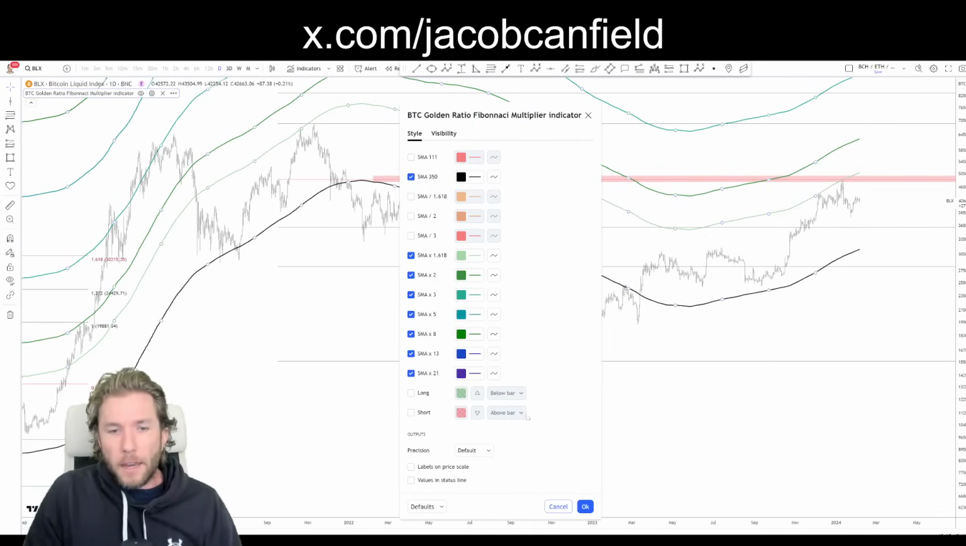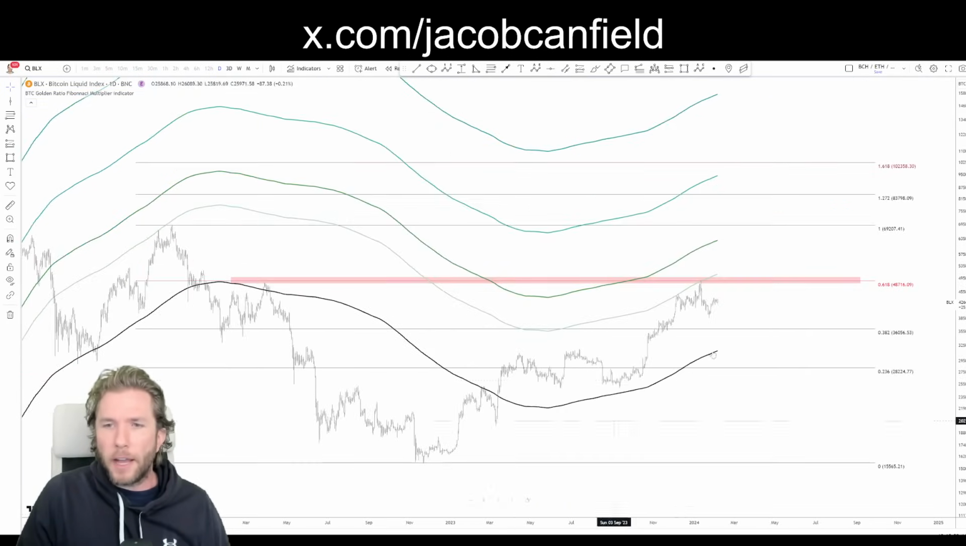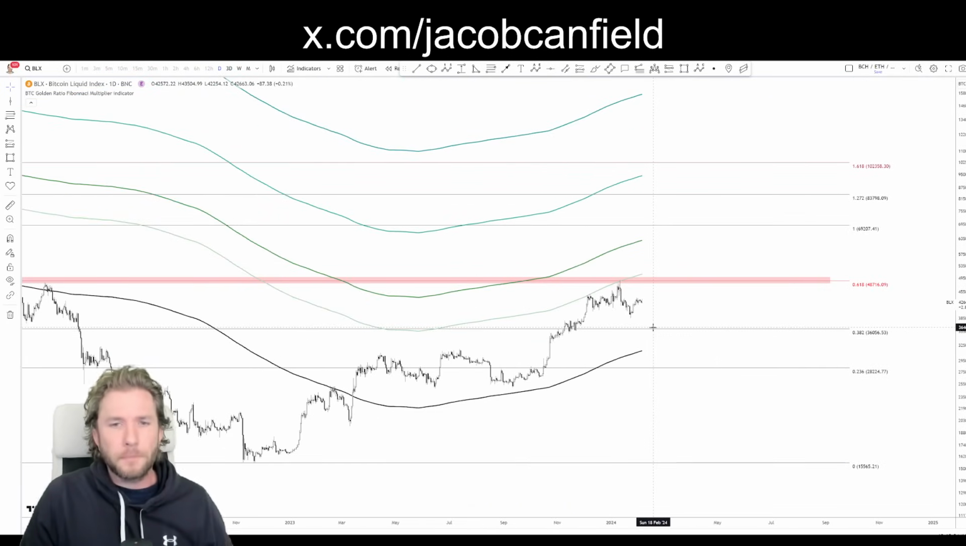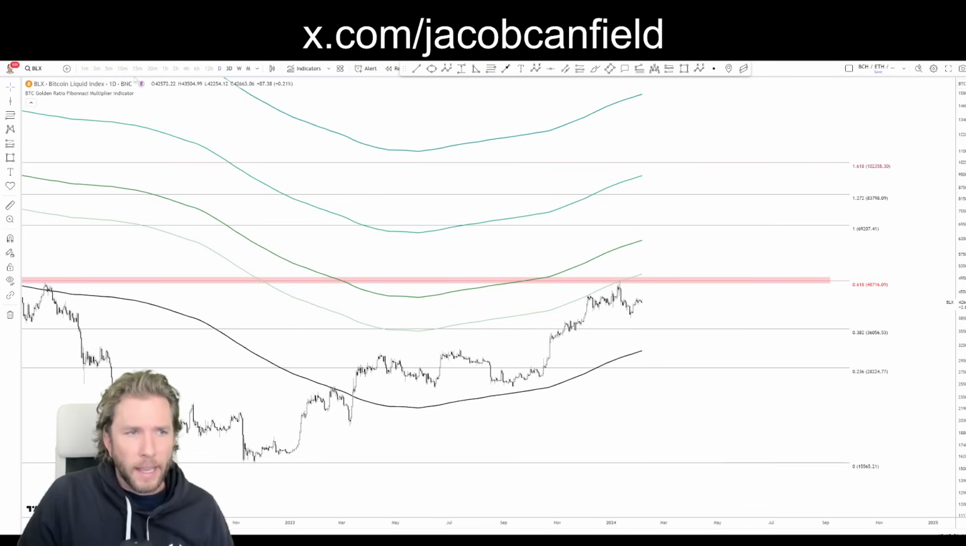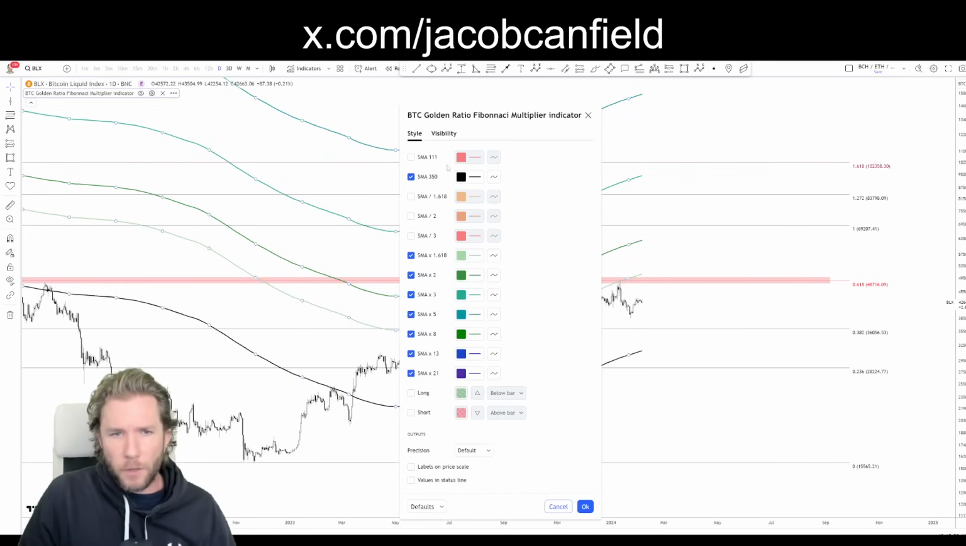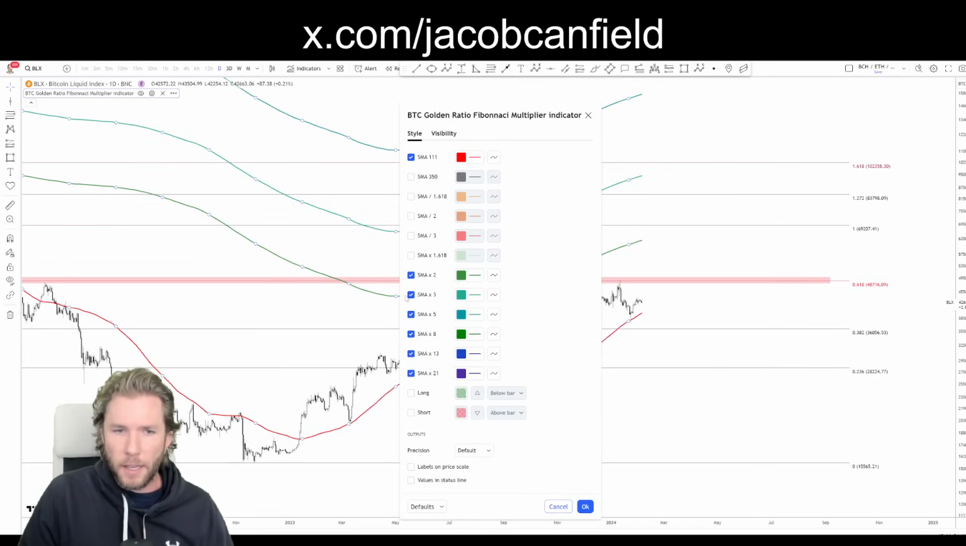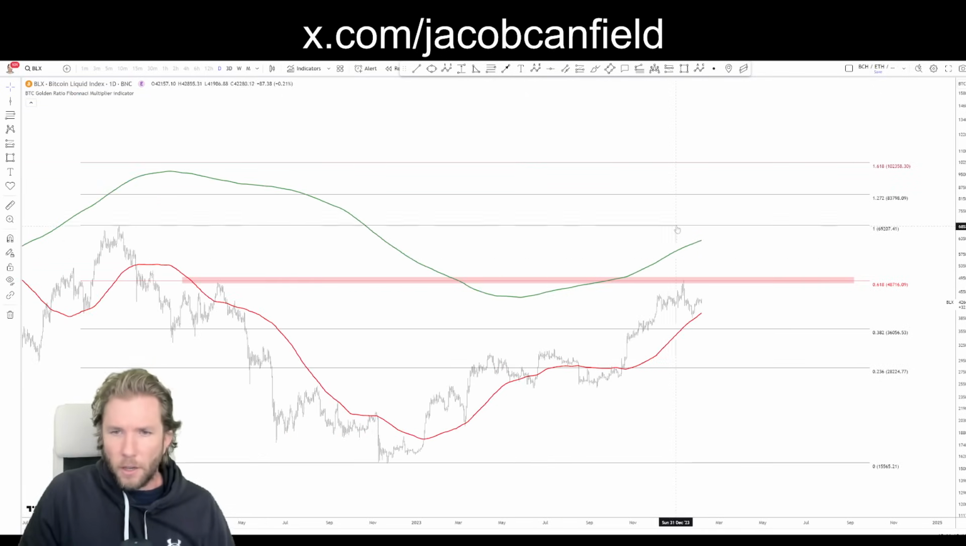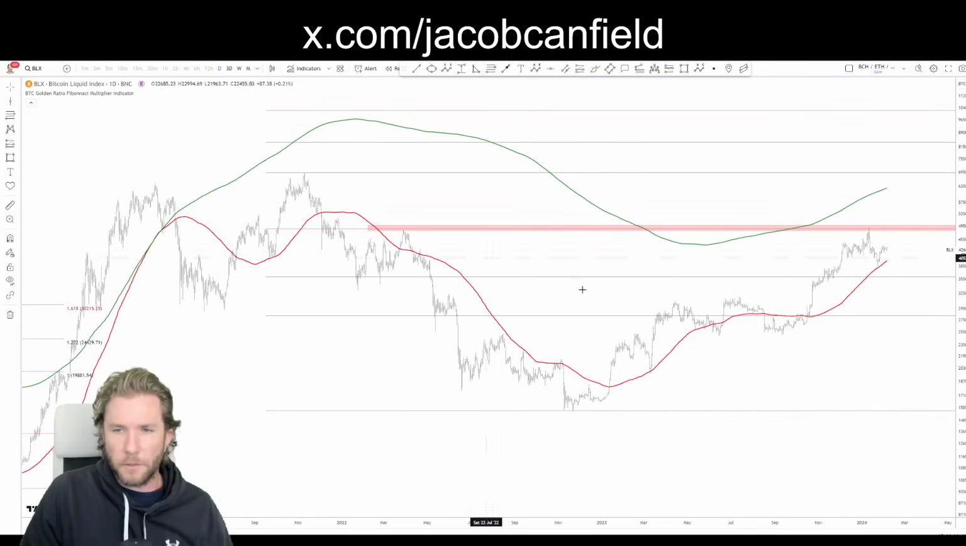So now we're going to take a look at this, and then how do we apply it to find potentially the cycle top? Well, what you want to look at is on your indicator, you want to turn on the 111, and then turn off everything else except the 2. So this is actually potentially our top resistance zone, okay? And sometimes they can travel along that resistance zone a few times.